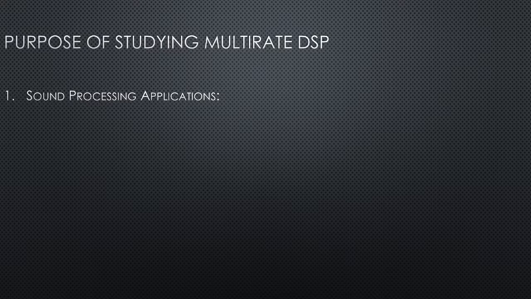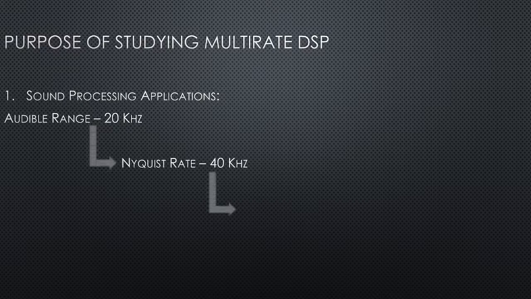So what is the purpose of studying multi-rate DSP? Now I've taken a simple application in sound. We know that the audible range of sound is from 0 to 20 kilohertz, right? So when we are sampling a sound signal, if you remember the Nyquist rate, we always consider it to be more than 2 times the maximum frequency. So if 20 kilohertz is the maximum audible range, obviously our Nyquist rate is going to be 40 kilohertz, right? So that is the minimum sampling frequency that we need to take.